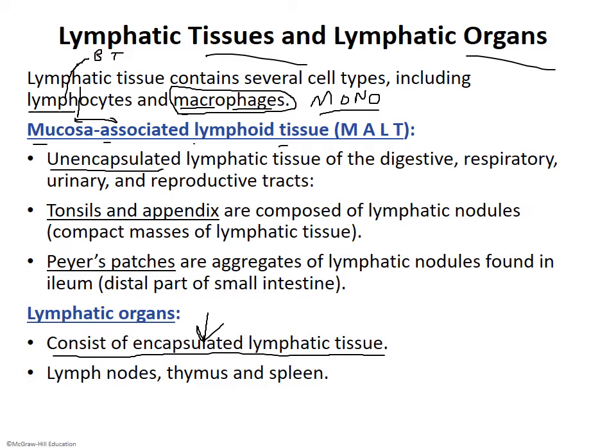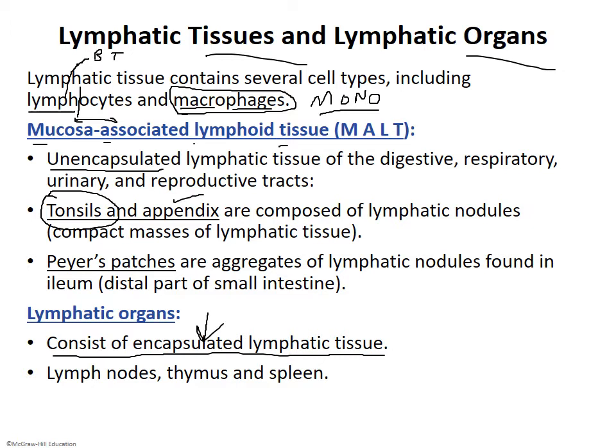Now, we already know fairly well, or have heard the name of, one type. It's called tonsils. Tonsils are going to be found in the pharynx, and we're going to look at those especially in the lab part of this. But the tonsils are unencapsulated, and they are little areas of lymphatic tissue, lymphatic nodules, where these cells, lymphocytes and macrophages, hang out.